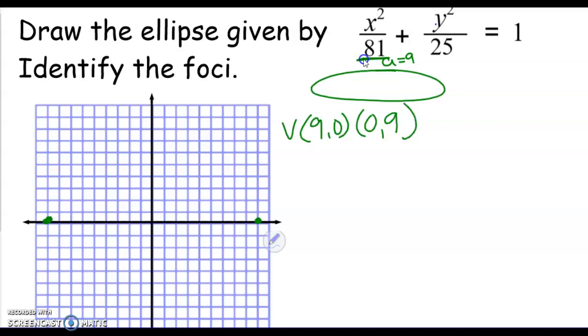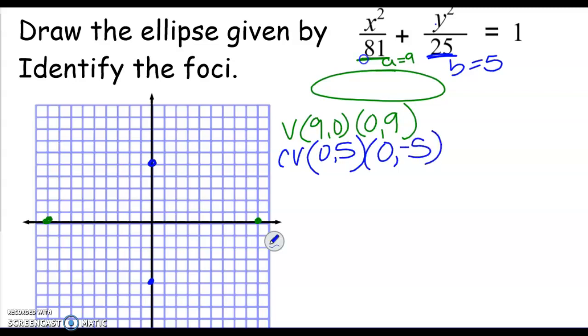Then I'm going to do my co-vertices. So b is 5. So that means I go 5 up. 1, 2, 3, 4, 5. 1, 2, 3, 4, 5. So my co-vertices are going to be at 0, 5 and 0, negative 5. Therefore, I can now pretty much draw this, but I also want to have, what are my foci?